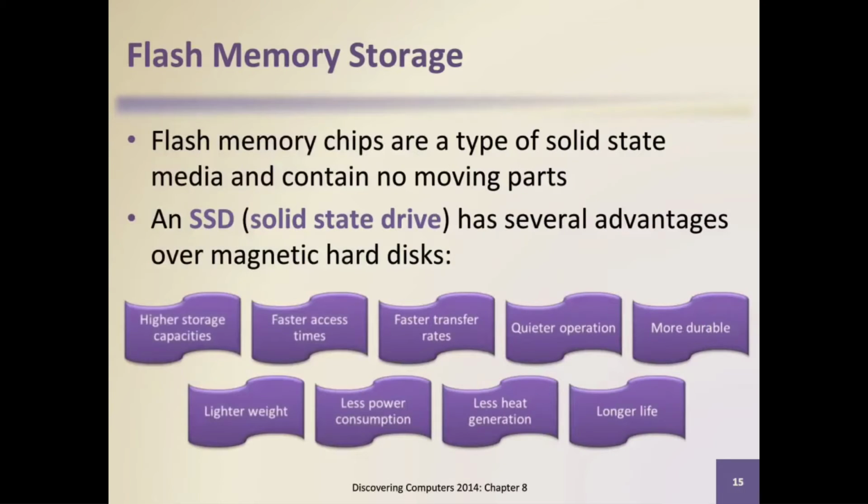Flash memory is a type of non-volatile memory that can be erased electronically and rewritten. Flash memory chips are a type of solid-state media and contain no moving parts. There are many advantages of using a solid-state drive over magnetic hard disks.